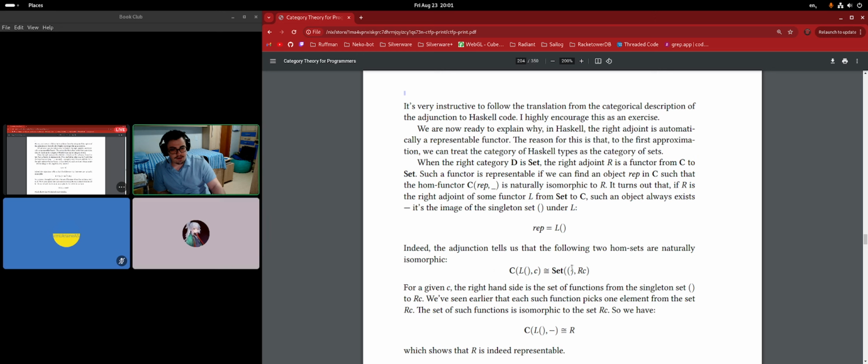I was expecting... Marin, did you grasp this with intuition at all? Because again, I think I really need to reread the representable functors things. Let's see. If R is the right adjoint of some functor L from set to C, because you're assuming that D is set, such an object always exists. It's the image of the singleton set under L. And which object? The rep object, such that the home set between rep and anything else is naturally isomorphic to R. The home functor, in fact. Yeah, the home functor. I said the home set, sorry.